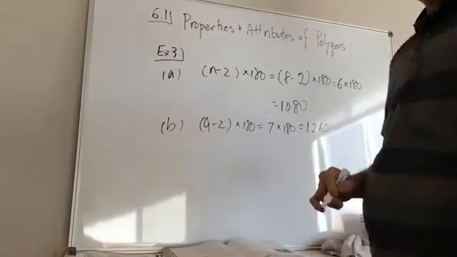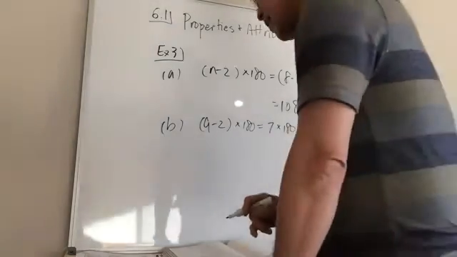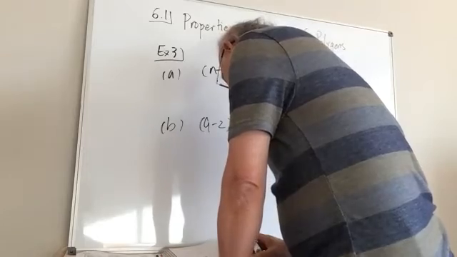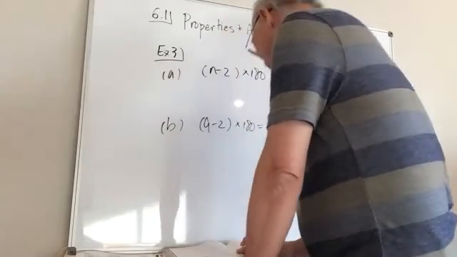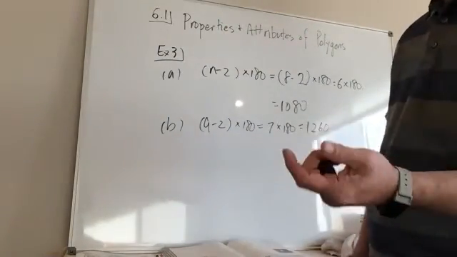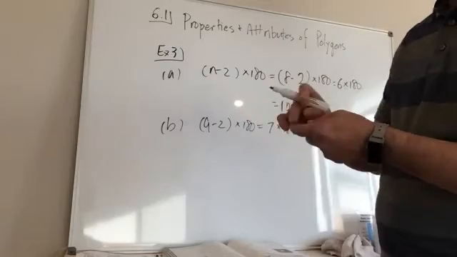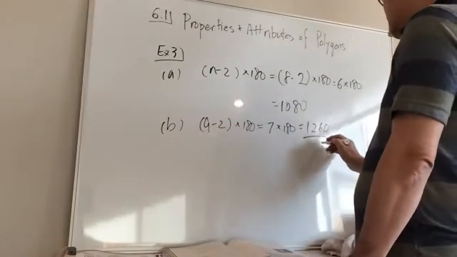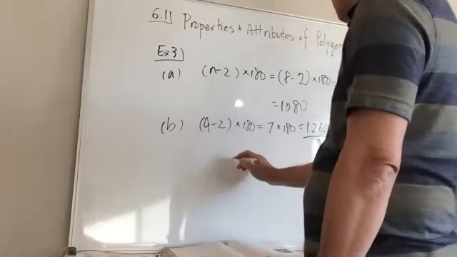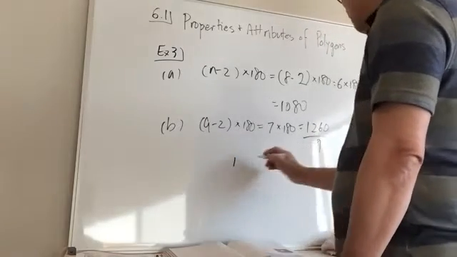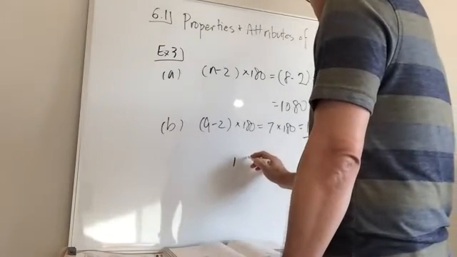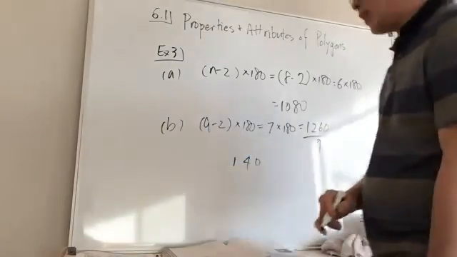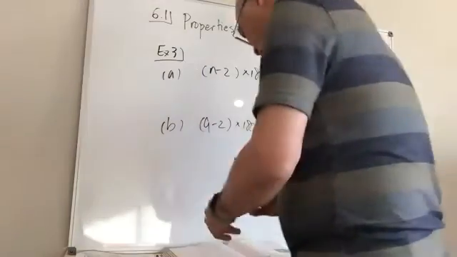1260. Okay. And the question that we're asking is what is the measure of each angle of a rectangular... So they want to know how large each one of the angles is. So you have 9 of them, right? So you just divide this by 9. And you're going to get 1, 3, 6. So that's going to be 140 degrees. Okay, 140 degrees.